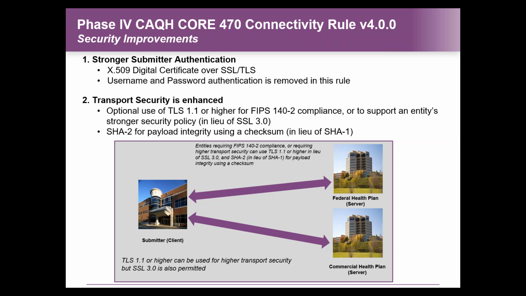As an example, here at the bottom, these are different types of connections. There's a client connecting to a federal health plan with a FIPS compliant connection, and then to a commercial health plan with the use of SSL v3 or TLS v1.1 or higher, whichever is permitted by that commercial health plan in this example. So that's where a client may be making different types of connections depending on who the server is. Right, so next slide.